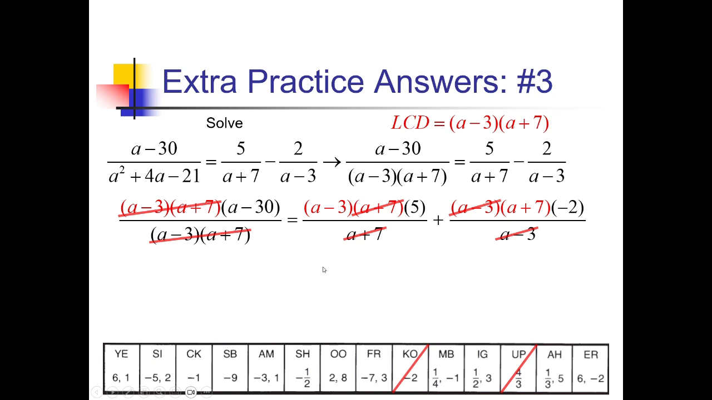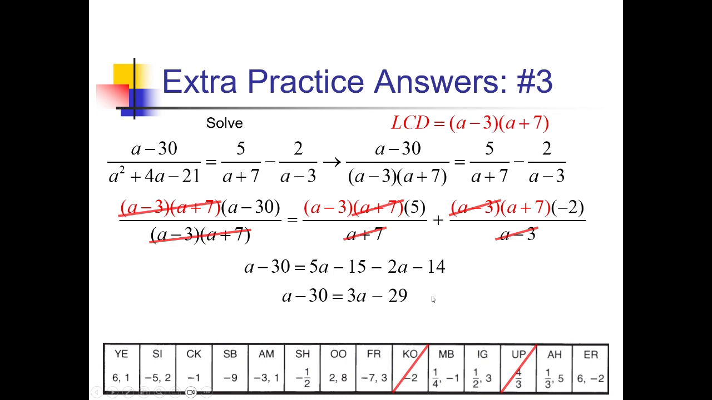So what's left? We have an a minus 30. Up here we have a 5 distributed to a minus 3, so that's 5a minus 15. And then here we have a negative 2 being distributed, so negative 2a minus 14. Cleaning up the right side a bit, we have 5a minus 2a gives me a 3a, and my left side's going to be unchanged there. And then negative 15 minus 14 is negative 29.